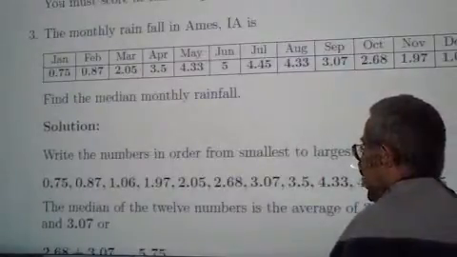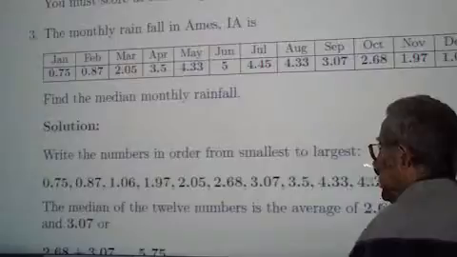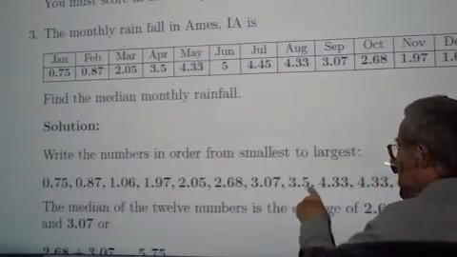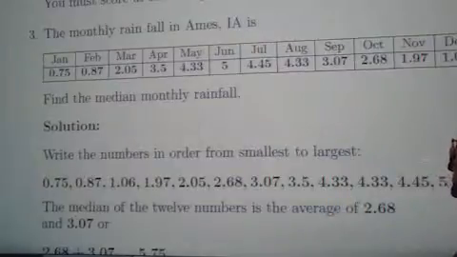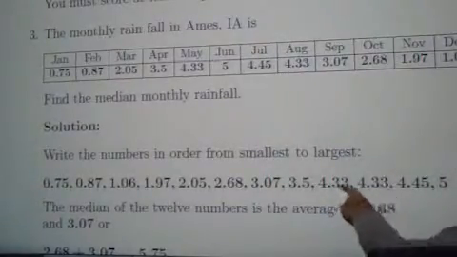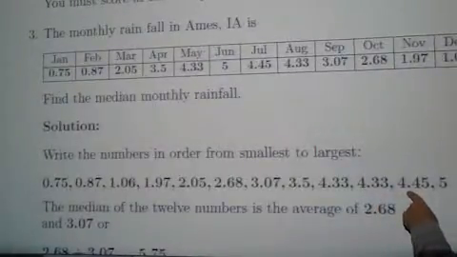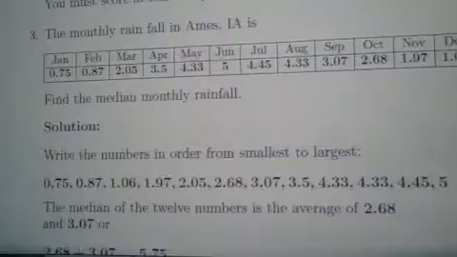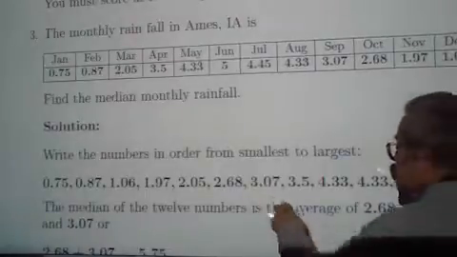2.68, 3.07, 3.5, 4.33, 4.33 again, that probably qualifies as the mode, 4.45, and 5. The median of the 12 numbers is the average of 2.68 and 3.07.